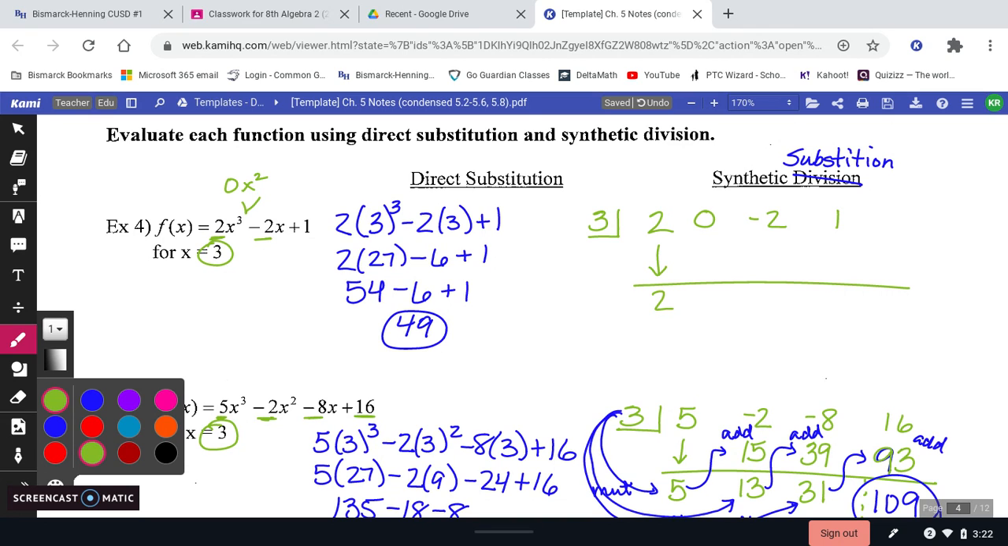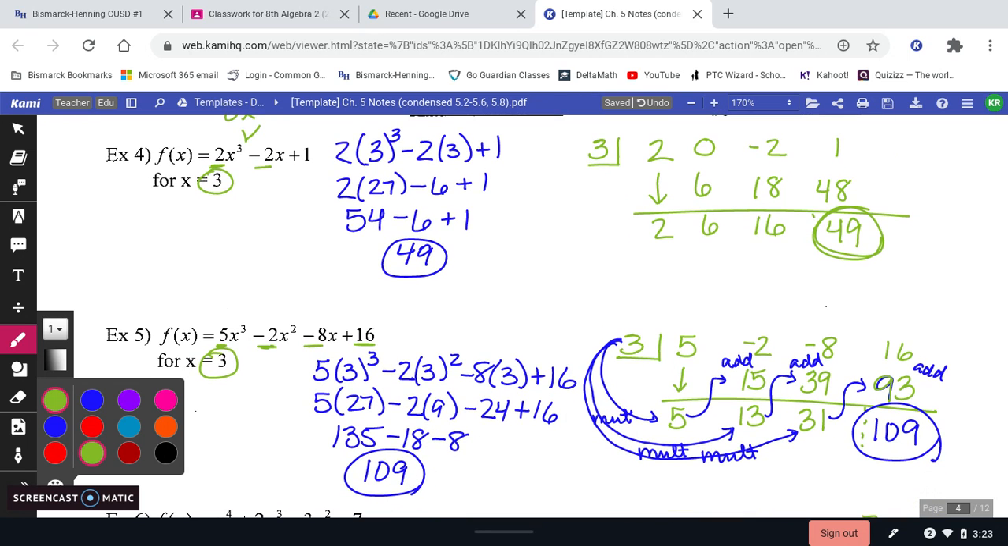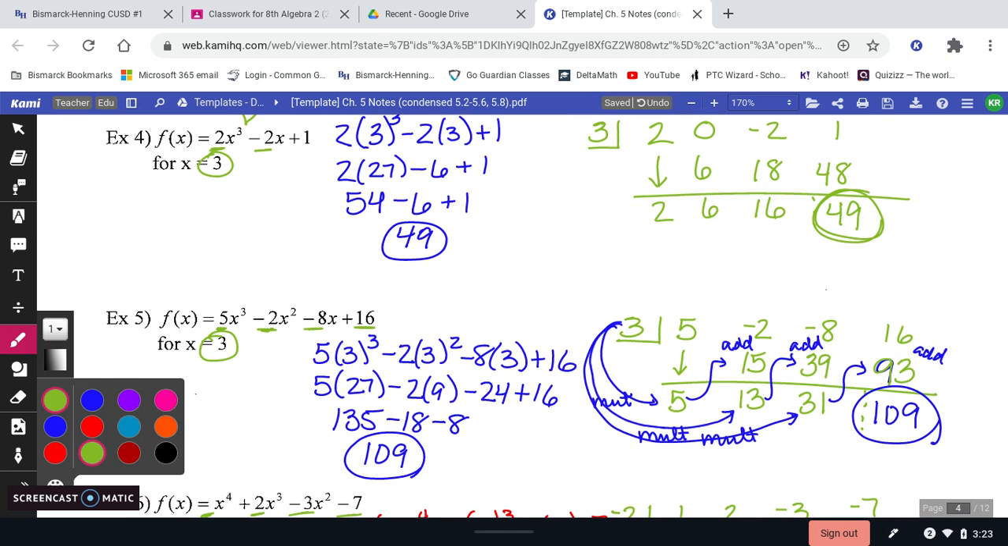So 2 comes down, multiply, add, multiply, multiply, add, and there's the 49. Again, I know it'll take a few times for you to practice to get used to it, but this synthetic substitution will really come in handy.